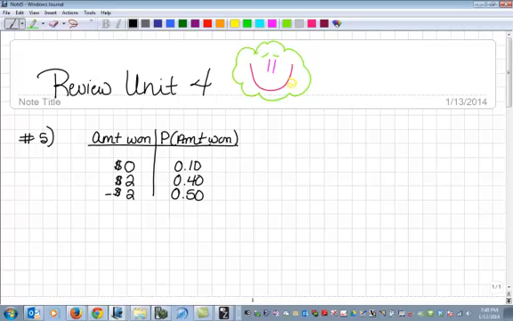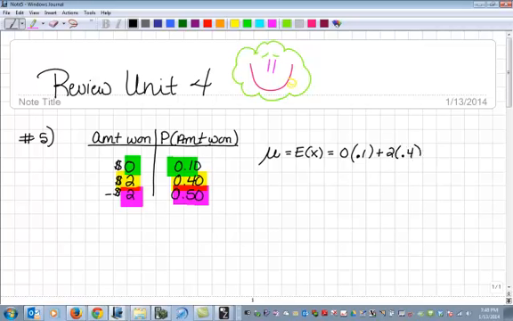Now, they want us to find the mean and the standard deviation. So remember, in order to find my mean, which you can think of as finding our expected value, I'm going to take each one of the amounts, multiply it times its probability, and then finally add all of those together. So here I have 0 times 0.1 plus 2 times 0.4 plus, and of course this would be a negative 2 times 0.5. If you put all that in your calculator, you should get that you're going to walk away 20 cents poorer than when you started. Not a bad day, just not a great day.